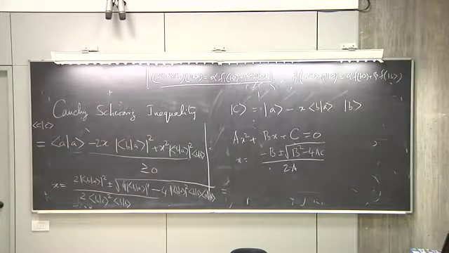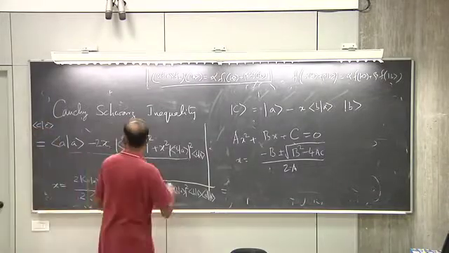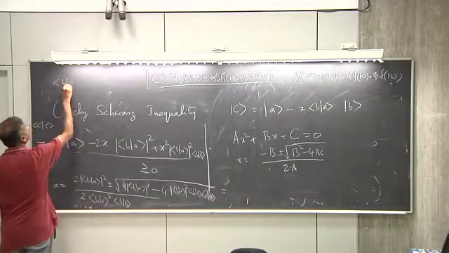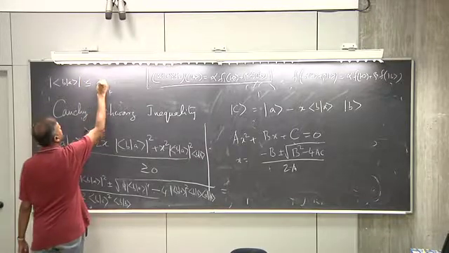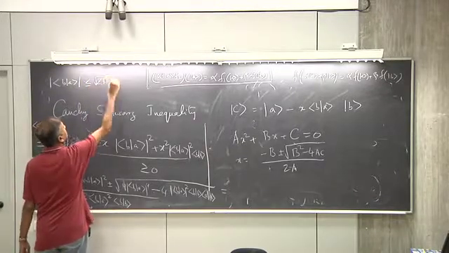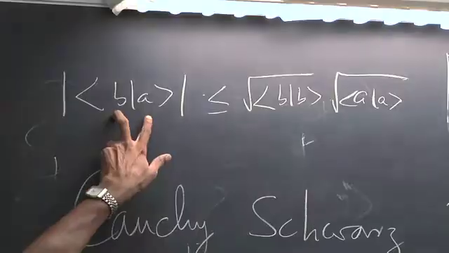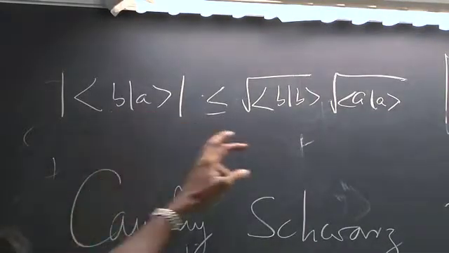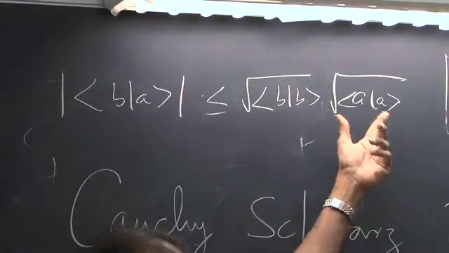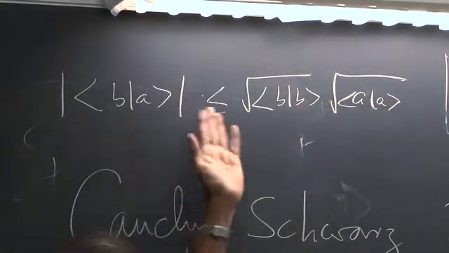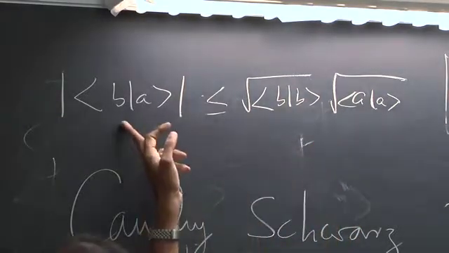I will assume that the scalar product of B with A is not 0. Remember what we wanted to prove. We wanted to prove this inequality is less than or equal to square root of BB times square root of AA. Well, if the scalar product of B with A was 0, then this is a triviality, nothing to prove here. Because for sure this is non-negative. If this is 0, 0 is less than or equal to something non-negative, so there's nothing to prove.